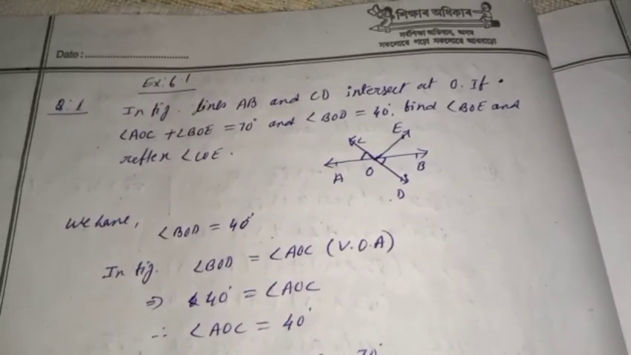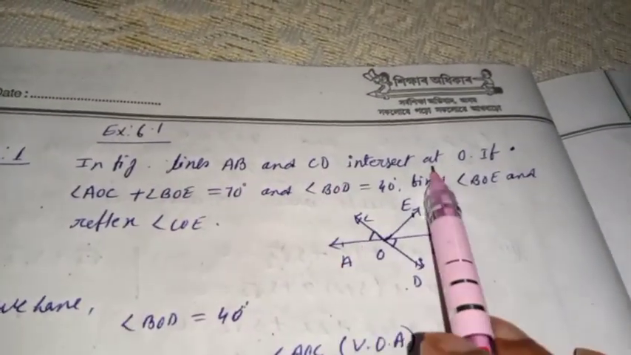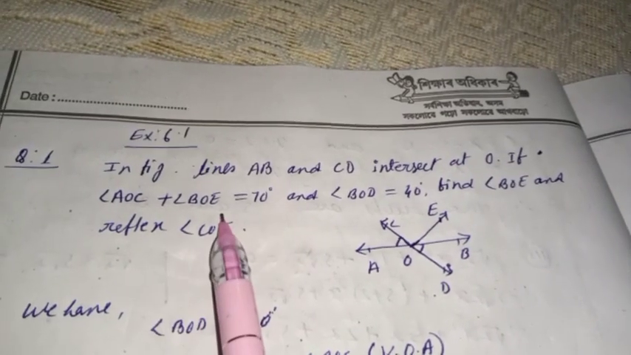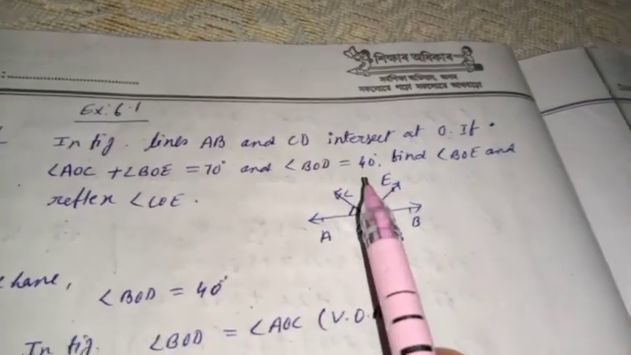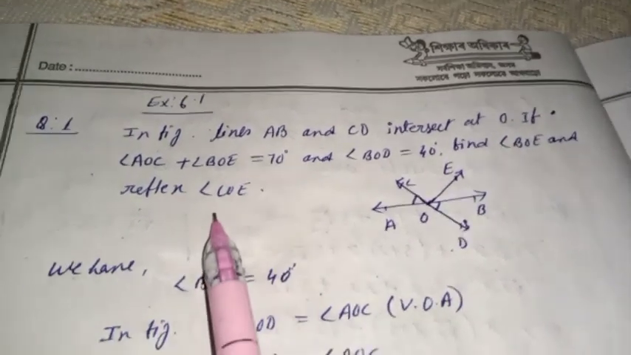Today we are going to start exercise 6.1. Here, question number 1. In the figure, lines AB and CD intersect at O. If angle AOC plus BOE is equal to 70 degrees, and angle BOD is equal to 40 degrees, find angle BOE and reflex angle COE.